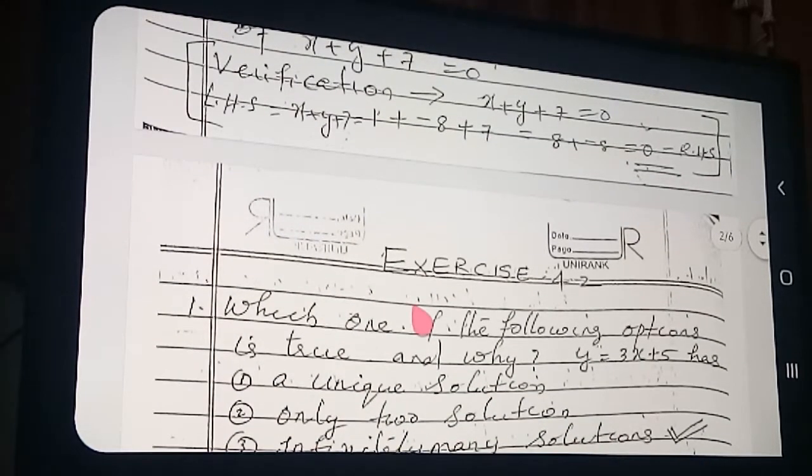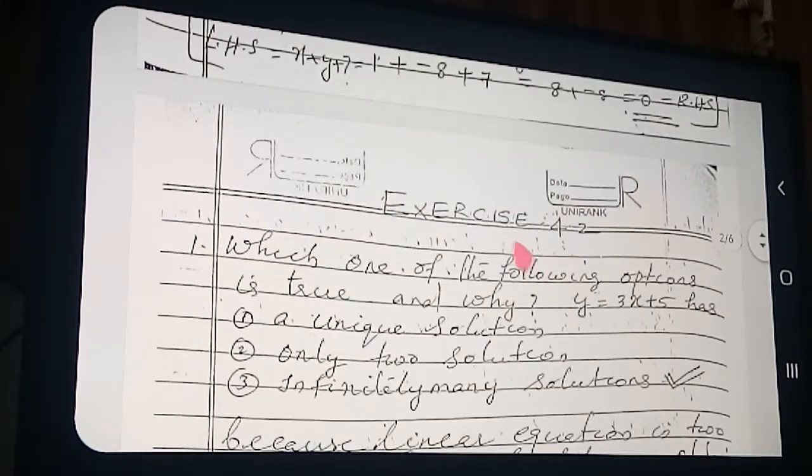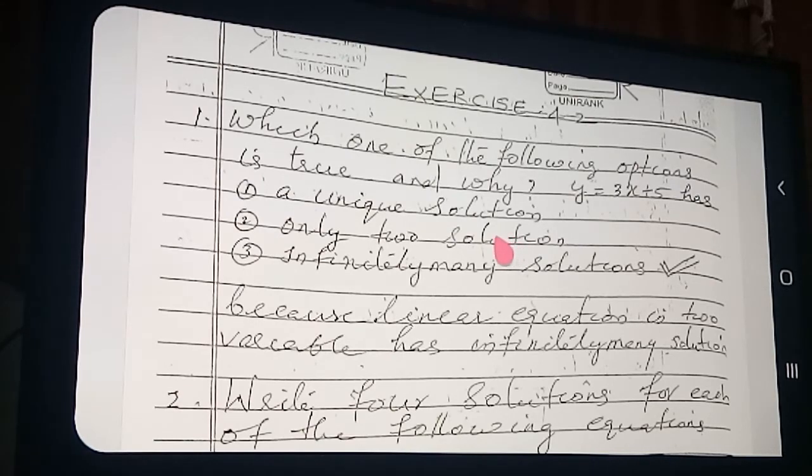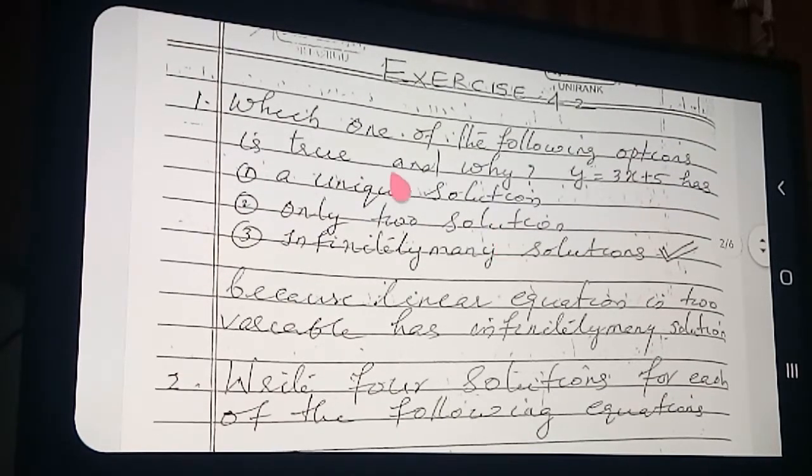See here, exercise 4.2. Read the question, all of you. Which one of the following options is true and why? It is an MCQ question only. The question is this one: y is equal to 3x plus y has dash solutions.